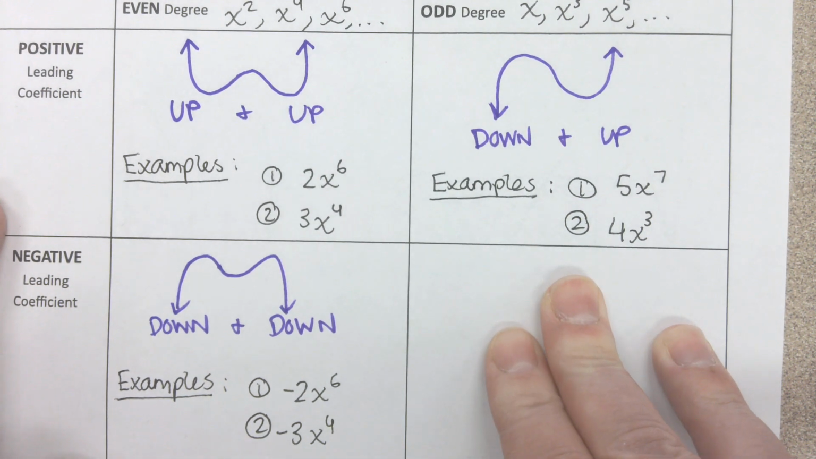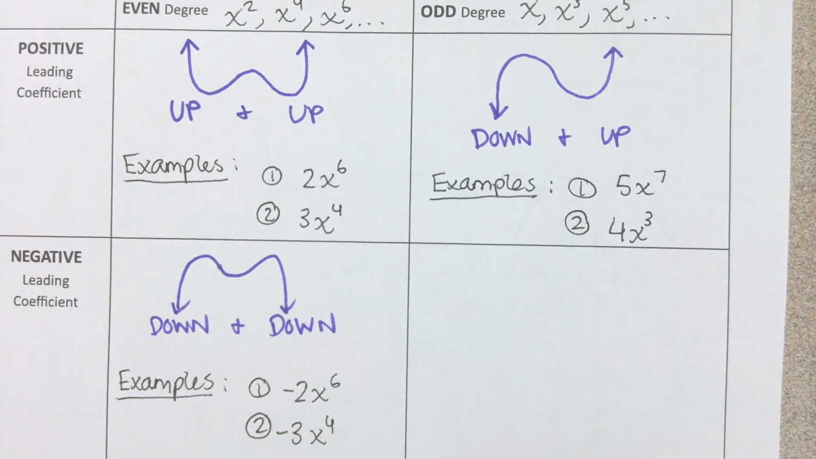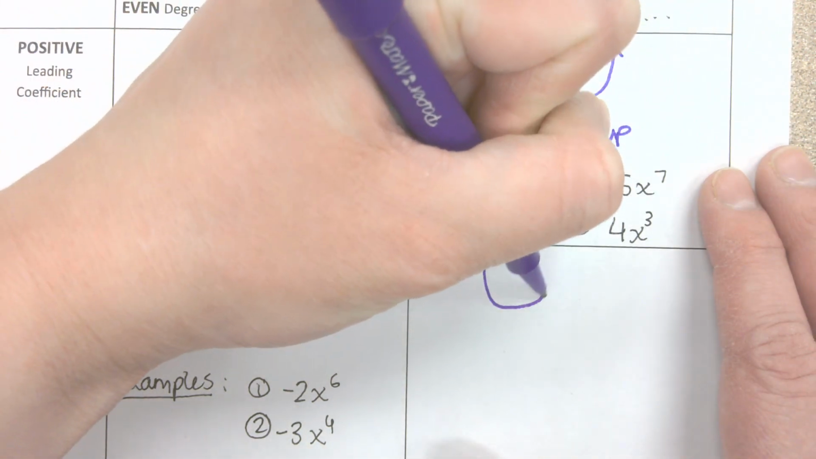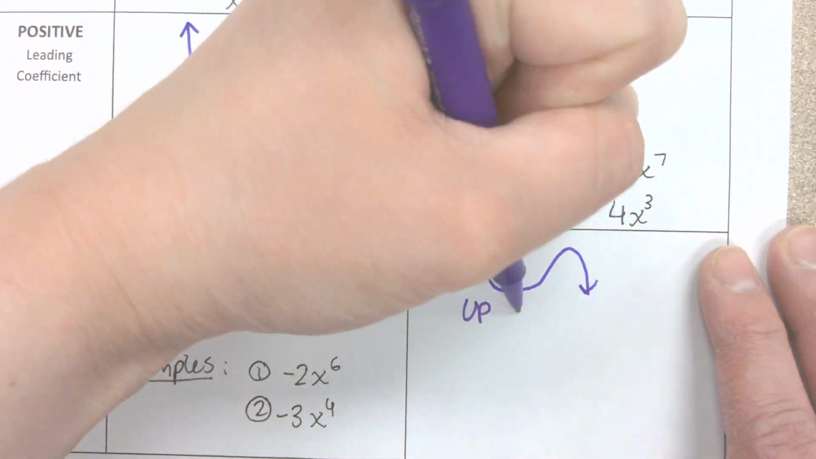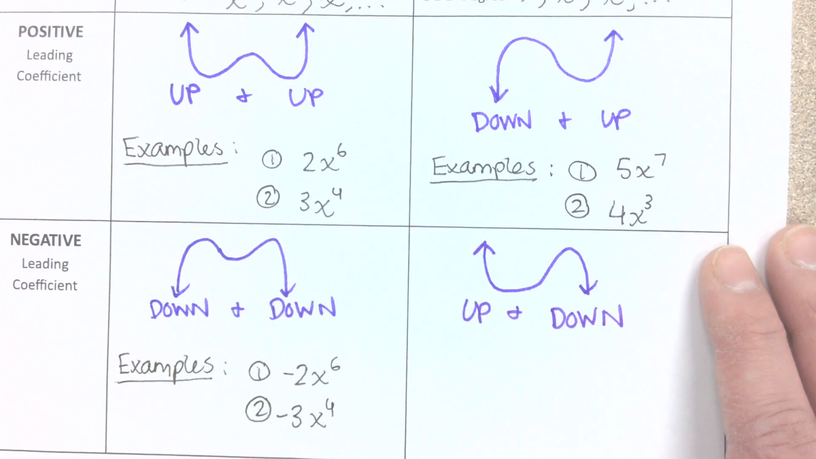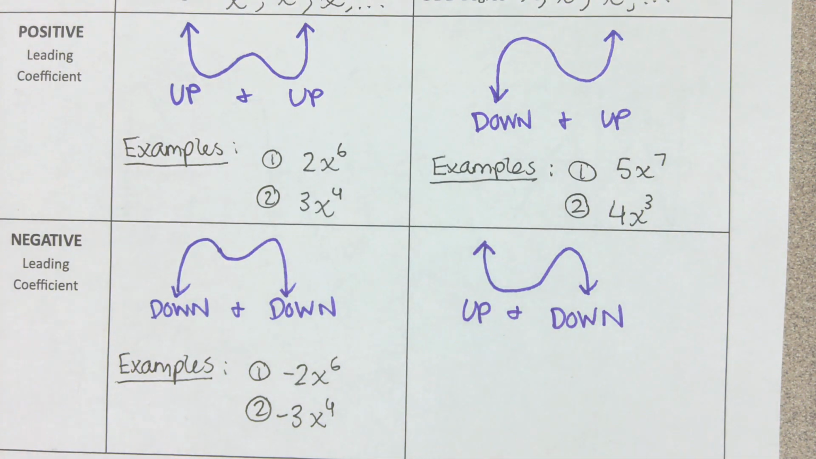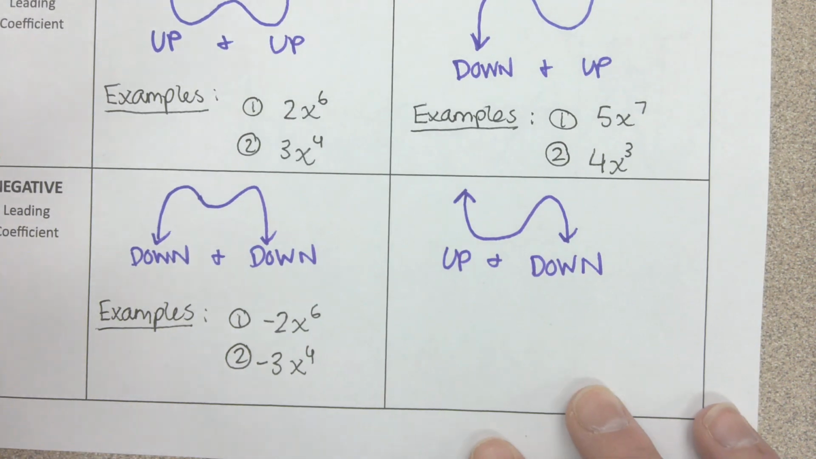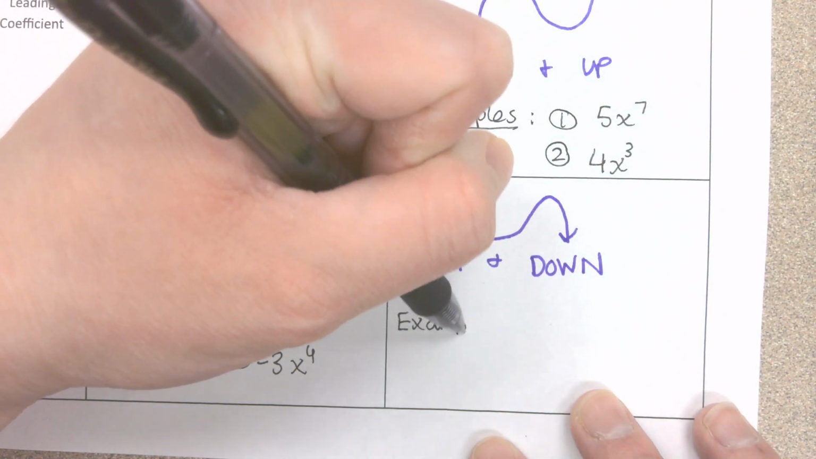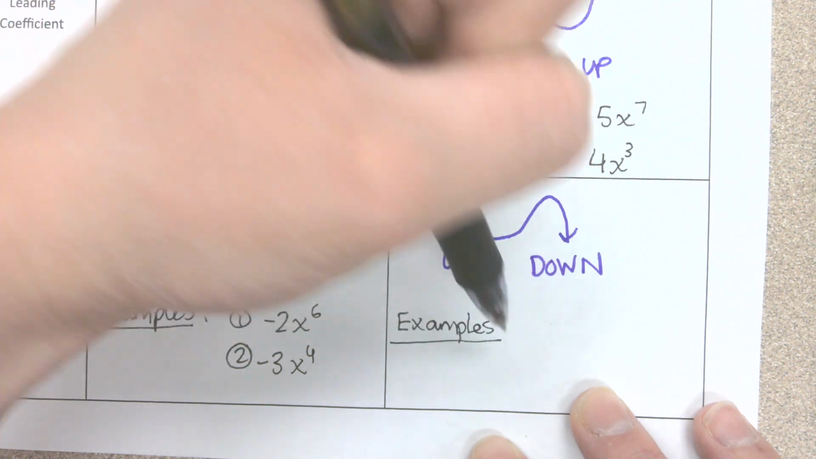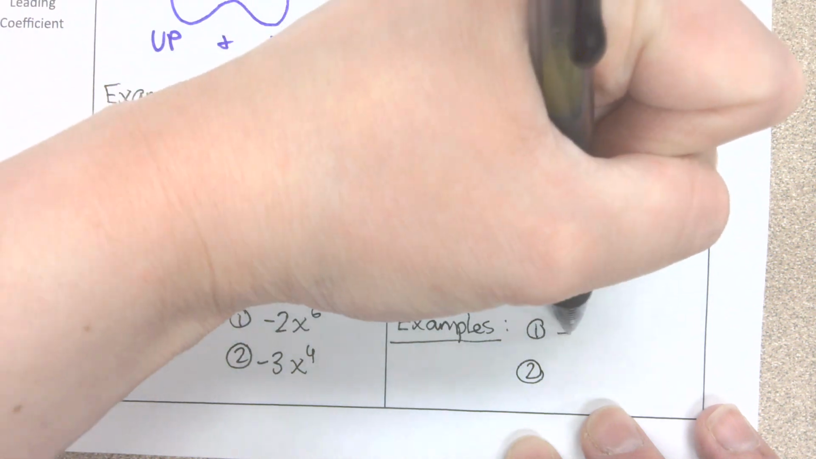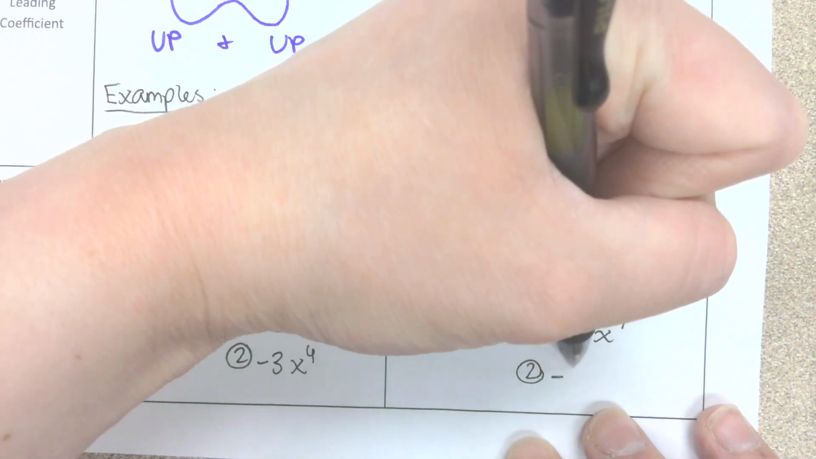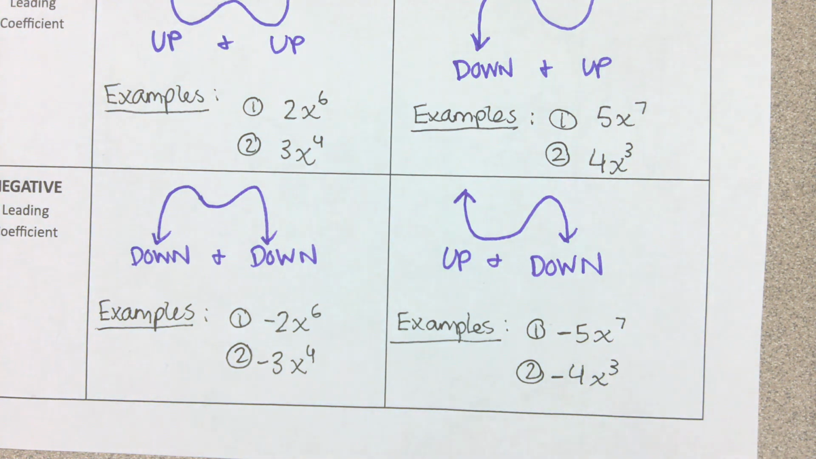Our last category, odd and negative, is going to be the exact opposite of down and up. Up and down. For our examples here, once again, we can take the two above and just put negatives on them to make that work. Negative 5x to the 7th, negative 4x cubed, and now we have the odd degree negative LC case.